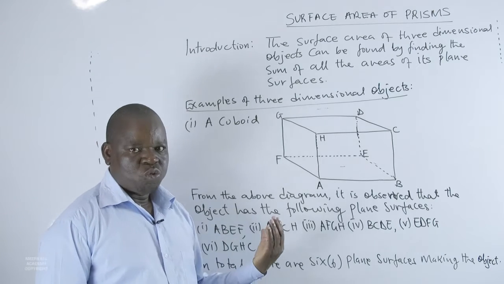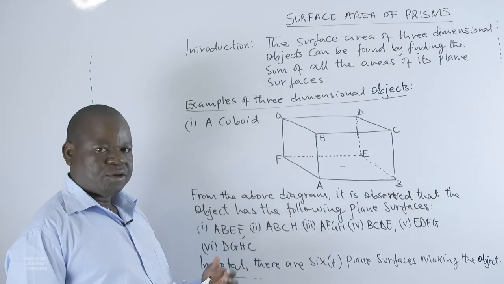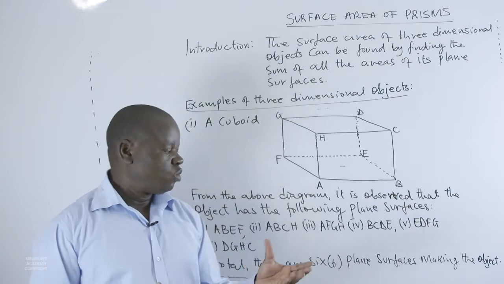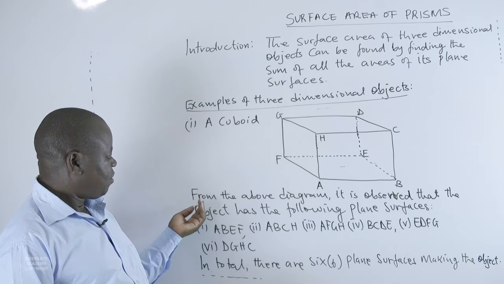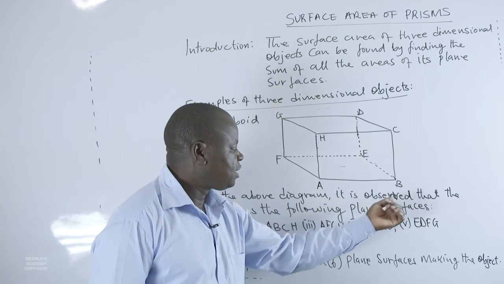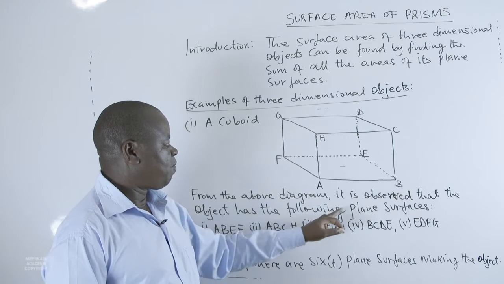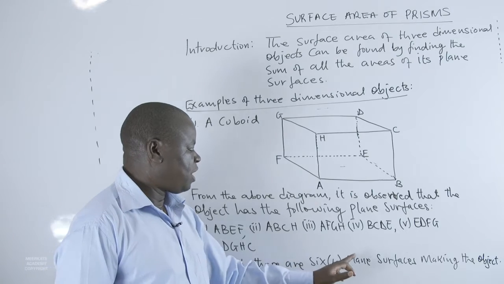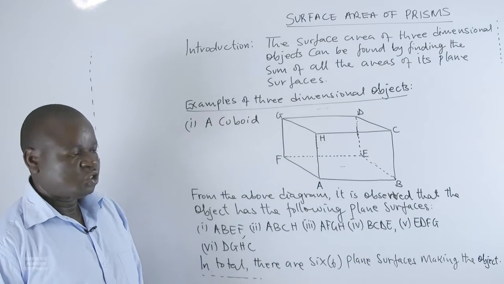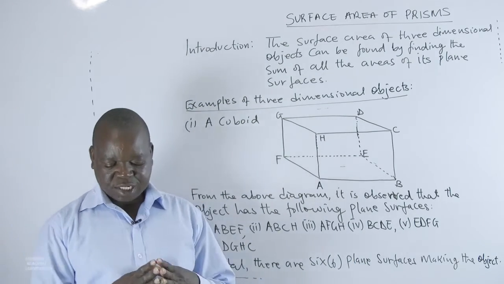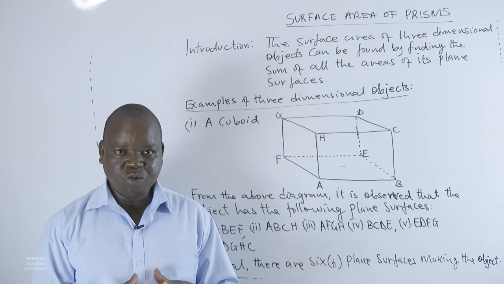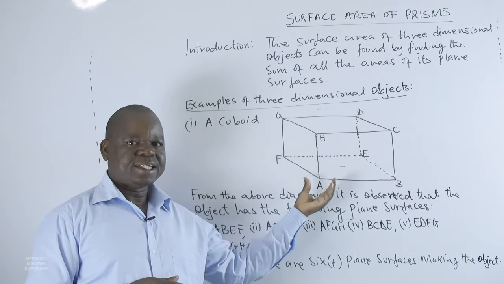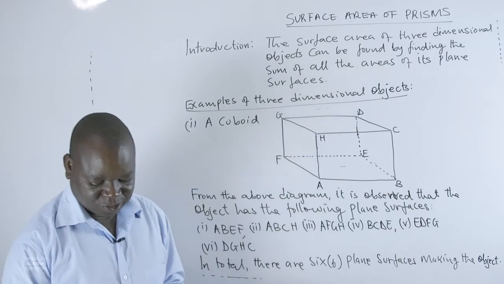And therefore, we can now apply the formula for finding the areas of plane figures to find the sum, because we have said that from the above diagram, it is observed that the object has the following plane surfaces, as we have indicated. In total, there are 6 plane surfaces making the object. So we can use this information now to calculate the surface area of the cuboid by applying the formulae that we learned in calculating the area of plane surfaces. Let's look at that.